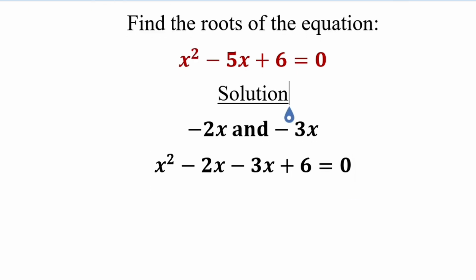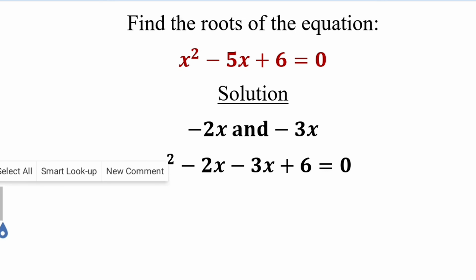Now, having done this, the next thing is we are going to group these two together, and we combine these two as well. So we group them and then we factorize. When we factorize x squared minus 2x, we can find out that x is common. So when we factorize, we get x into x minus 2, and then for minus 3x plus 6, we factorize as well.